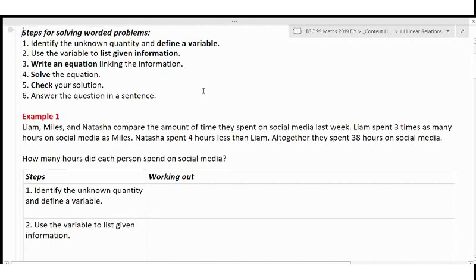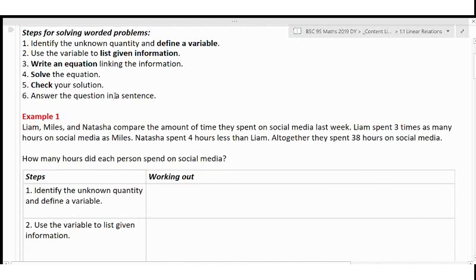We've got step 1, identify the unknown quantity and define a variable. Really, really important to define a variable, whatever variable it is that you're going to be using throughout the question. Step 2, use the variable to list the information in the question. Step 3, we're going to write an equation, obviously. Step 4, we're going to solve that equation. Step 5, we're going to check our solution like we've been doing in the past couple of lessons.